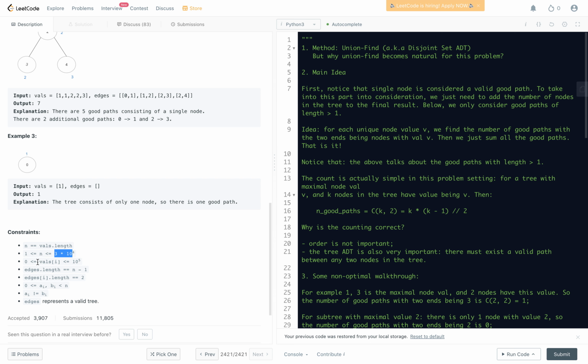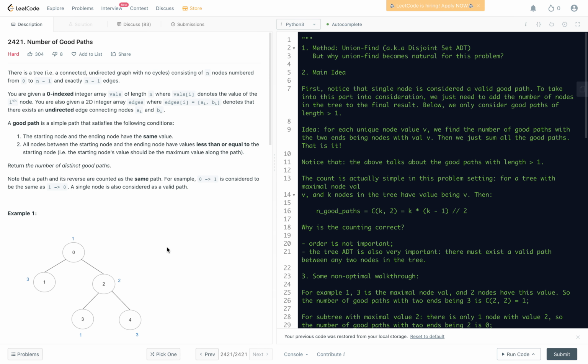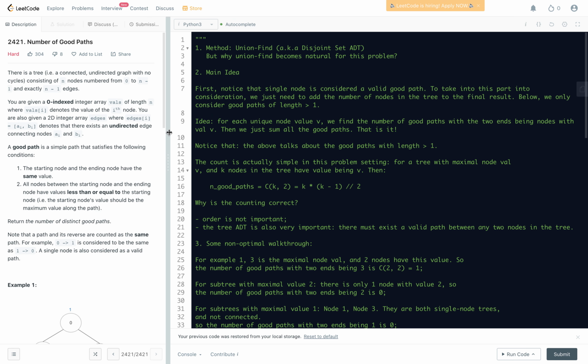Example 3 is sort of an edge case. So let's look at the constraints. First, the number of nodes n is bounded above by 3 times 10 to the power 4, and the values are between 0 and 10 to the power 5, and there are n-1 edges, because here we are considering a tree data structure. There's no self-edge, in other words, a_i does not equal b_i. So the edges represent a valid tree. So this is the statement and also the assumptions for the problem.